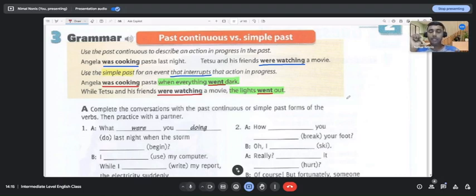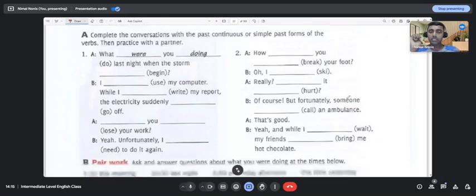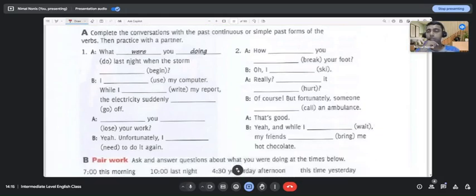Right. Now let's look at this exercise. Complete the conversations with the past continuous or simple past forms of the verbs. Then practice with a partner. Okay. So we have to use either past continuous tense or simple past tense of the verbs which are given within the parentheses or within the brackets.